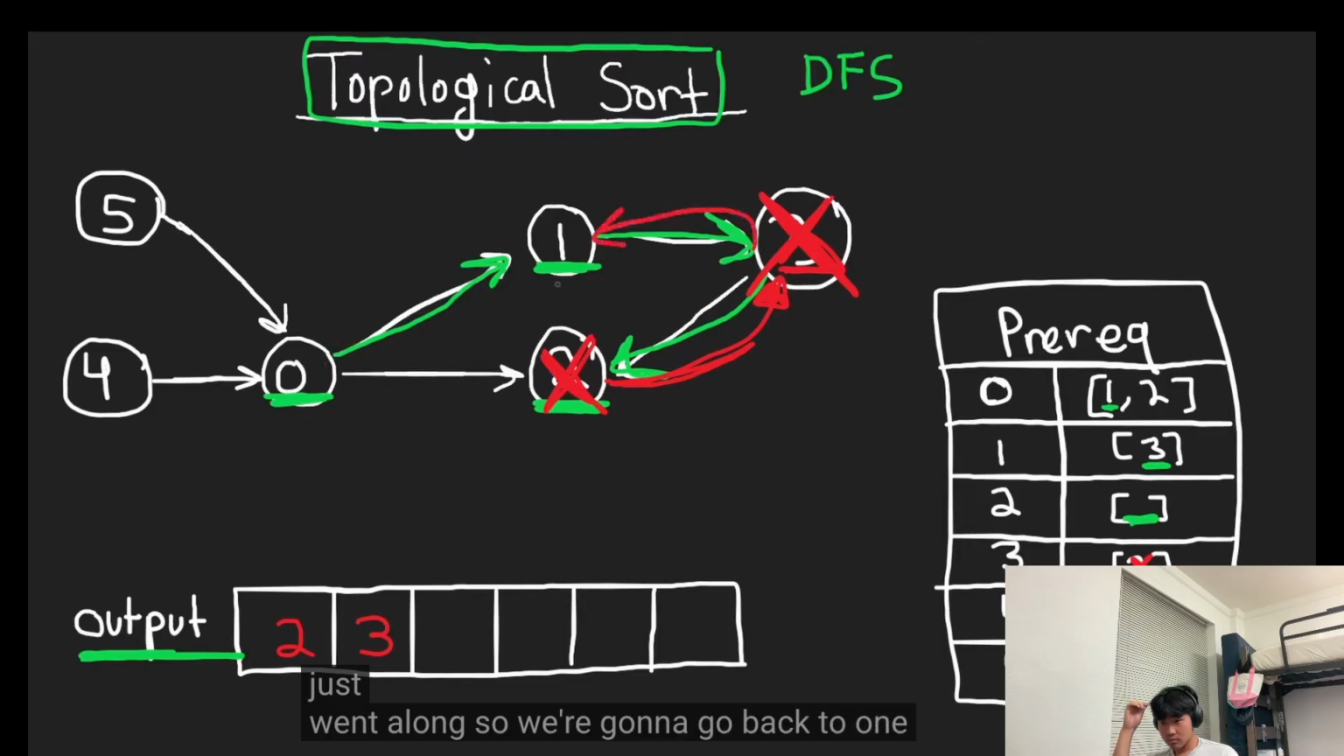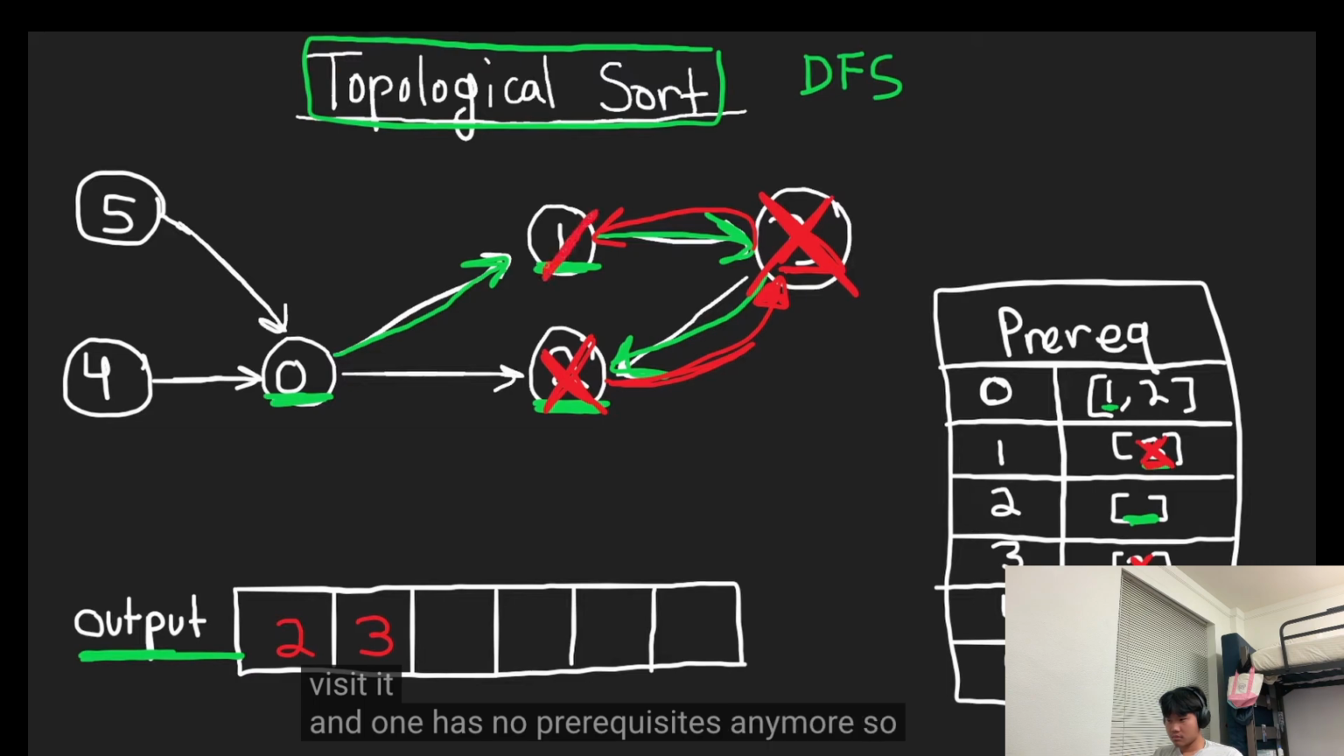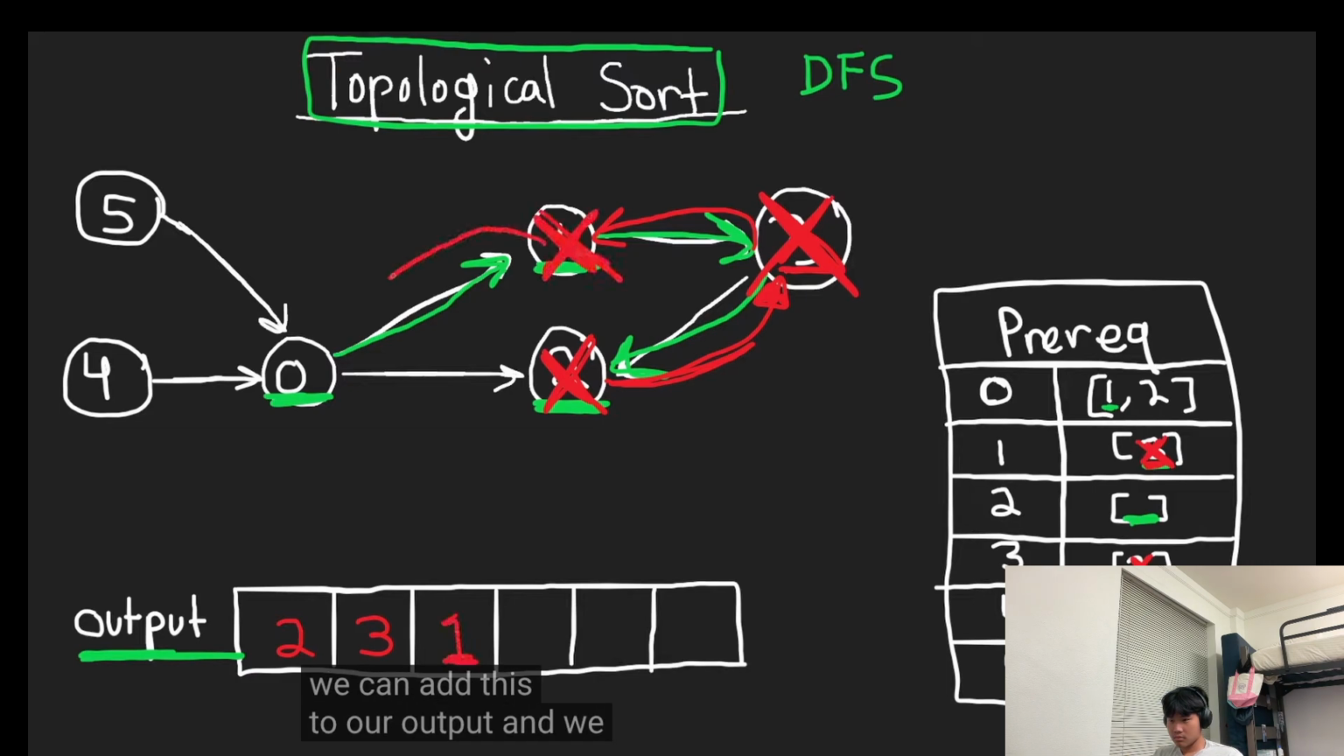So we're going to go back to 1. 1, we just visited 3. We are never going to visit it, and 1 has no prerequisites anymore, so we can add this to our output. And we go all the way back to 0.